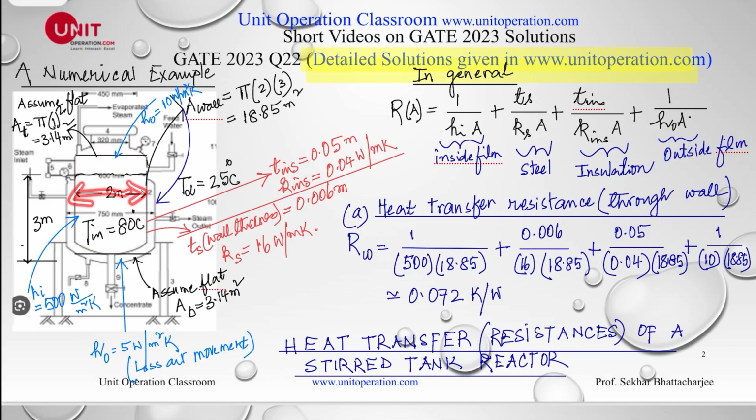the temperature of the liquid inside is 80 degrees Celsius, and the ambient temperature is 25 degrees Celsius. Let's say this tube is 3 meter long, and inside there's a liquid, some kind of pharmaceutical liquid. The heat transfer coefficient is 500 watt per meter square Kelvin, and the outside air, so this is losing heat to the outside air, is very low, that's 10 watt per meter square Kelvin.